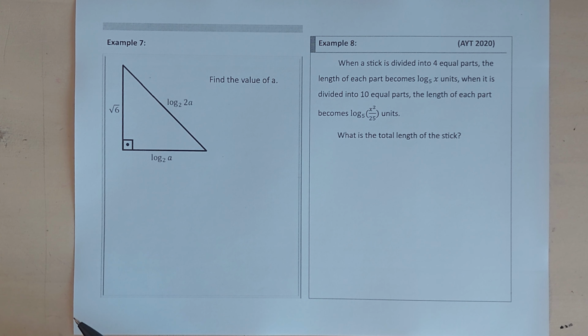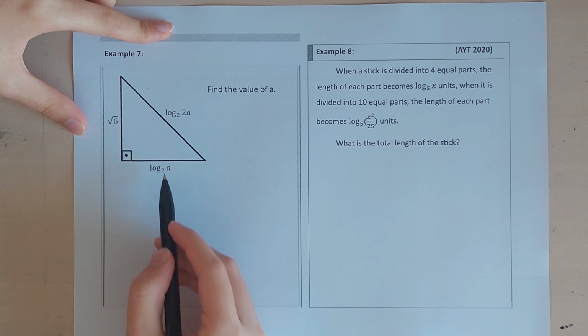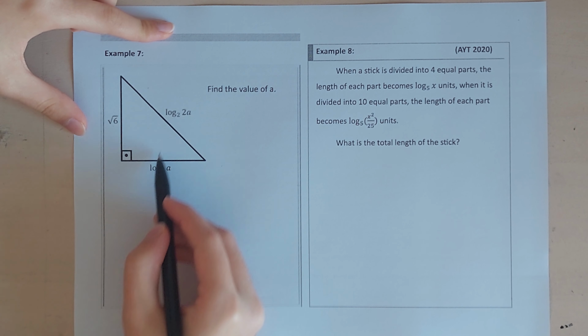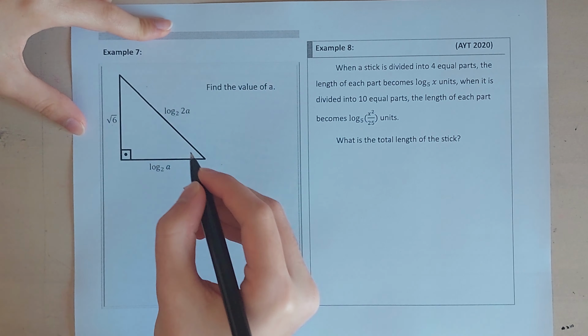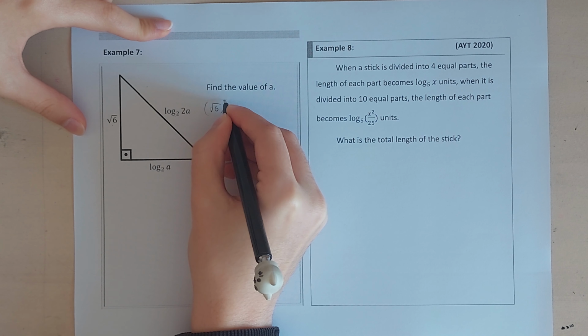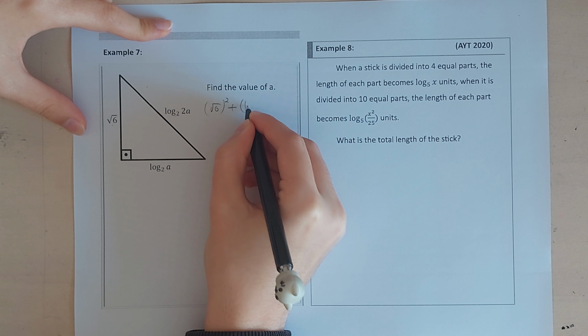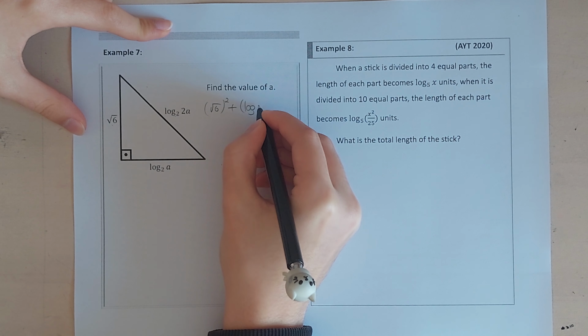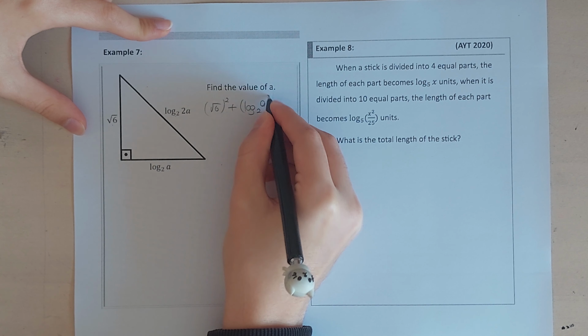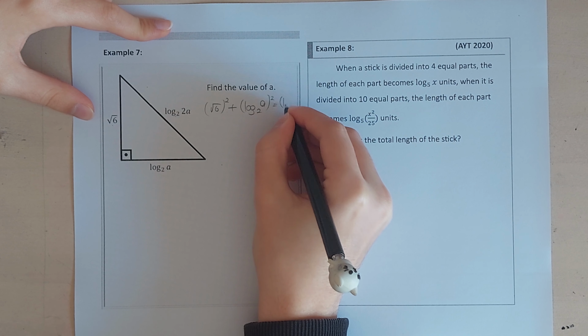Since it's a right triangle, I can just use the Pythagorean theorem, and I can say that the square of this term and the square of this term, their sum is equal to the square of this term. Okay, so let's write it. The square root of 6 plus the square of logarithm of a to the base of 2 is equal to the square of this term.